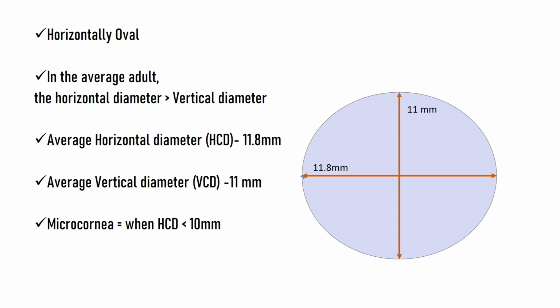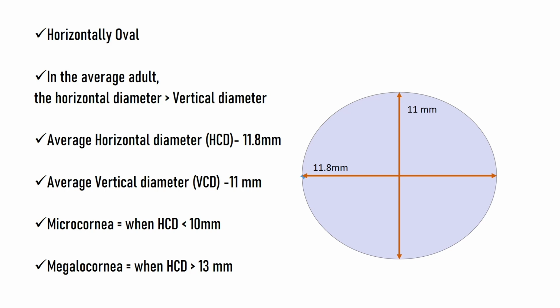When horizontal diameter of cornea is less than 10 millimeters, that condition is known as microcornea. Megalocornea is when the horizontal corneal diameter is greater than 13 millimeters. Please keep in mind that I am talking about the dimensions of horizontal cornea here and not that of the vertical cornea.